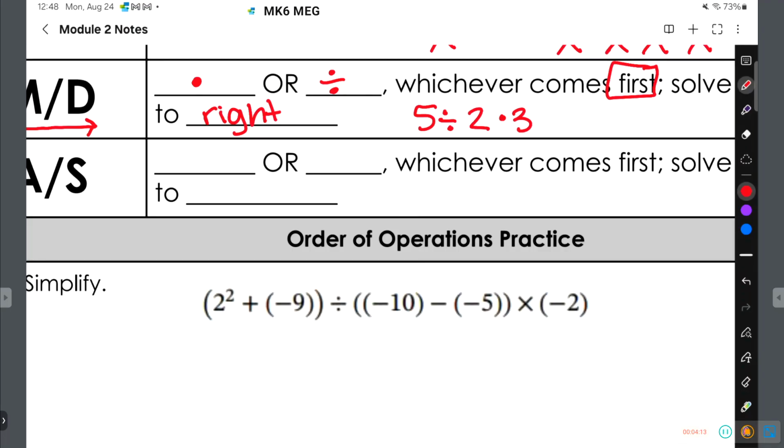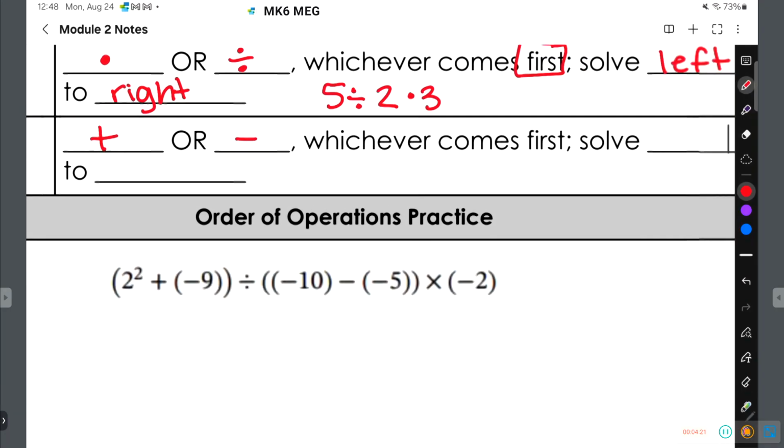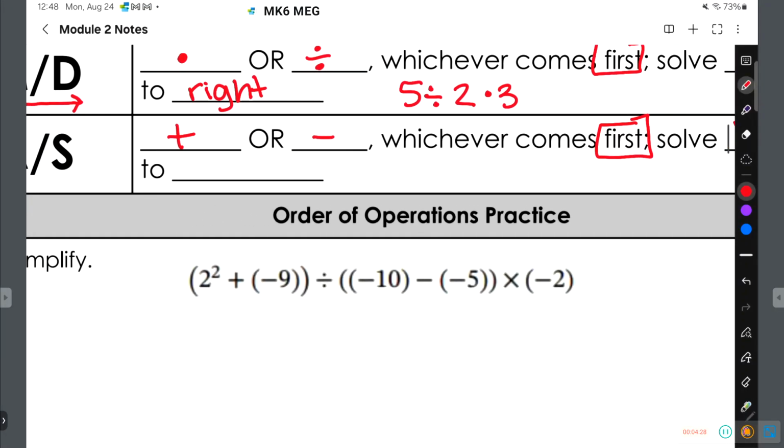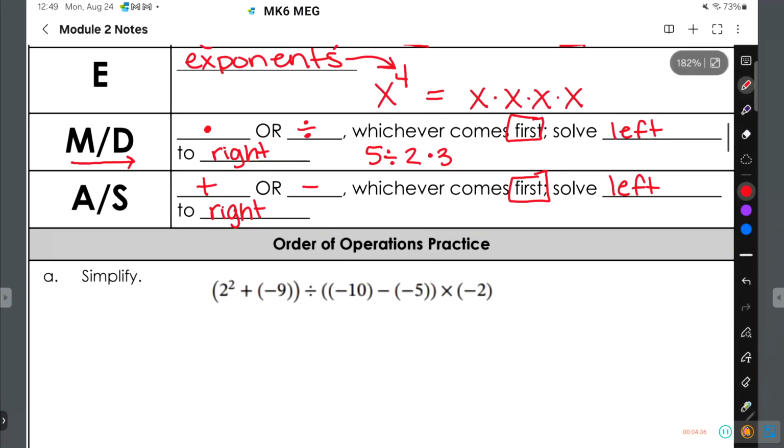This is review. Okay. And so the A and the S stand for adding and subtracting. Once again, whichever one comes first, and we still solve it from left to right. That's kind of why we stack it up with the M and D next to each other and the A and S next to each other, because it just depends on which one comes first.